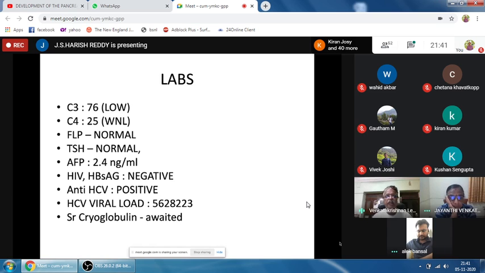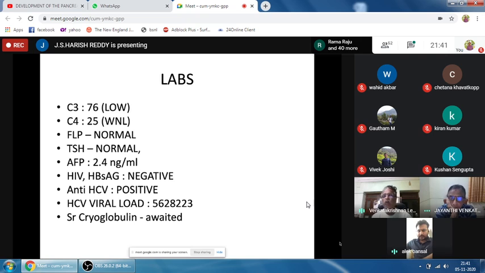And look at the anti-HCV, which is positive. Of course, anti-HCV will be expected to be positive. And look at the viral load: 56,28,223 international units. And you saw that there is a low C3 and normal C4. Complement C3 is low and C4 is normal. Okay.